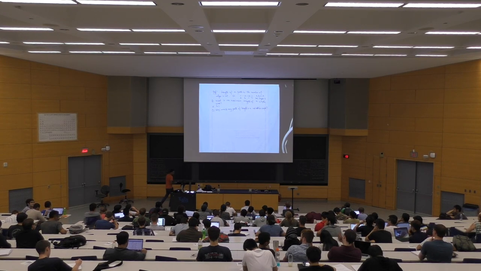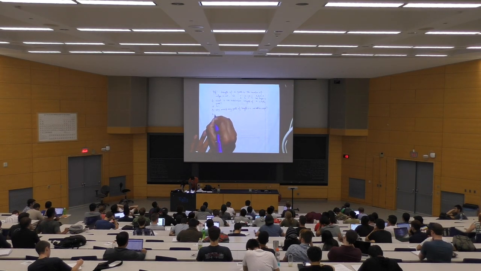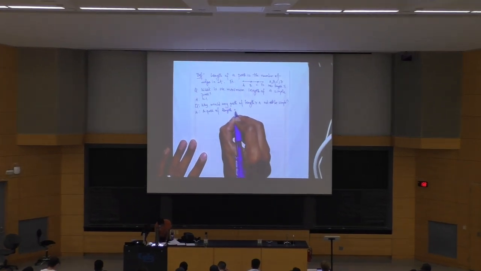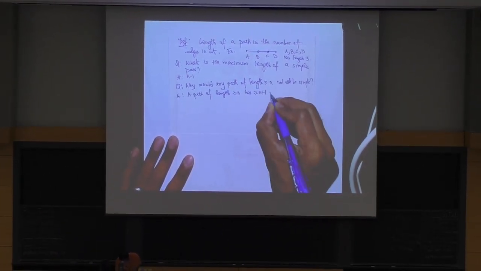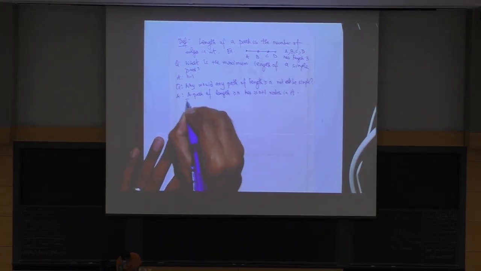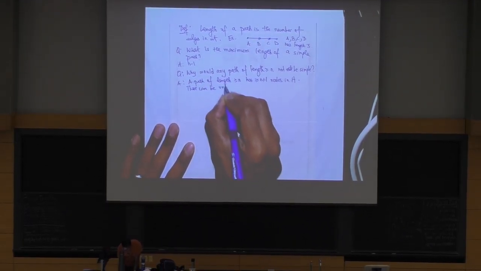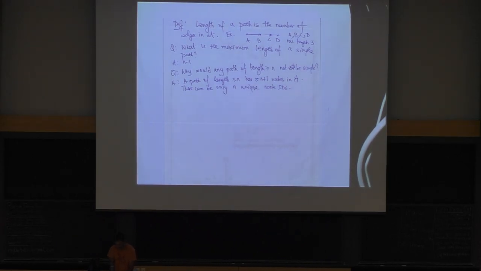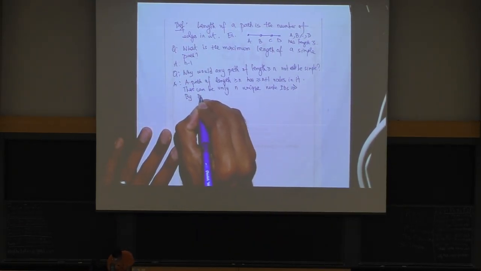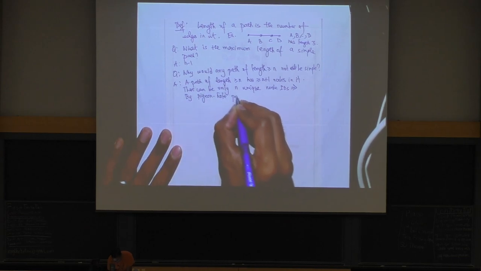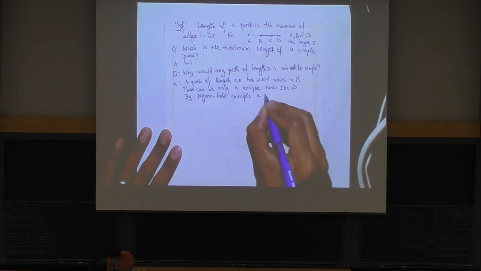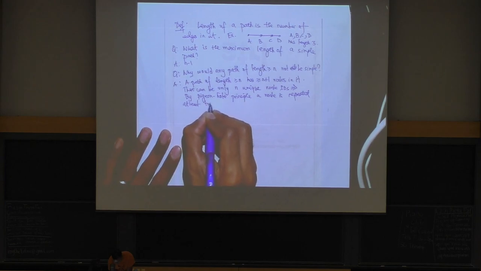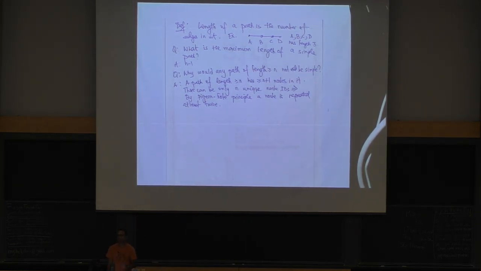All right, so I'll quickly state this. We'll come back to this fact later on in the course. A path of length at least n has at least n plus 1 nodes in it. There can be only n unique node IDs, because by definition that's the size of the set. So that implies, by the pigeonhole principle, a node ID is repeated at least twice. Any questions on this?